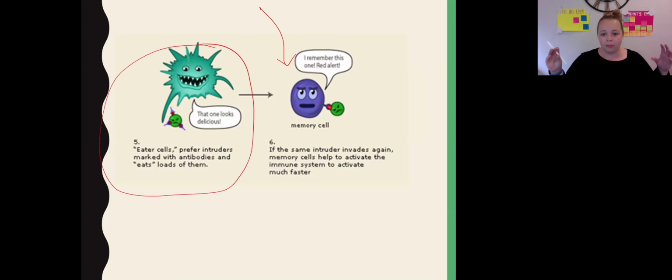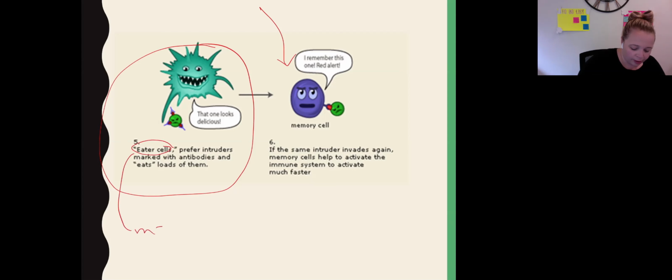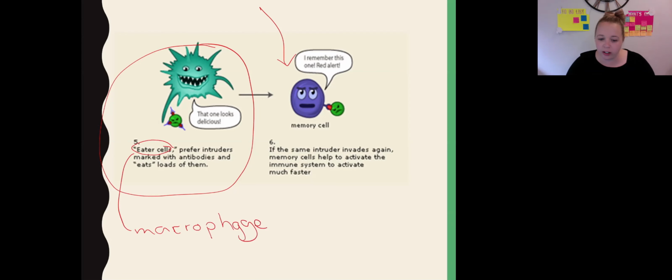So the antibodies bind to the antigens wherever they are, and they can clump them together, and that's great. And then you get all of these eta cells. Now, I'm hoping you understand that an eta cell is a macrophage or a phagocyte. Now, if you're getting confused about macrophages and phagocytes, just remember that phagocytes is any eating cell and a macrophage is a type of phagocyte. So I'm just going to write that down for you.